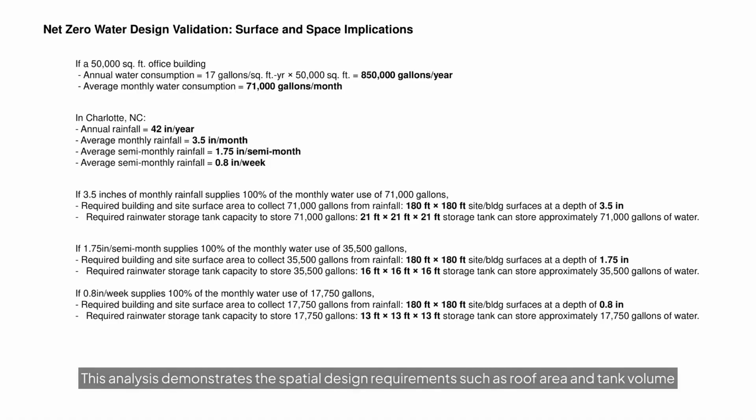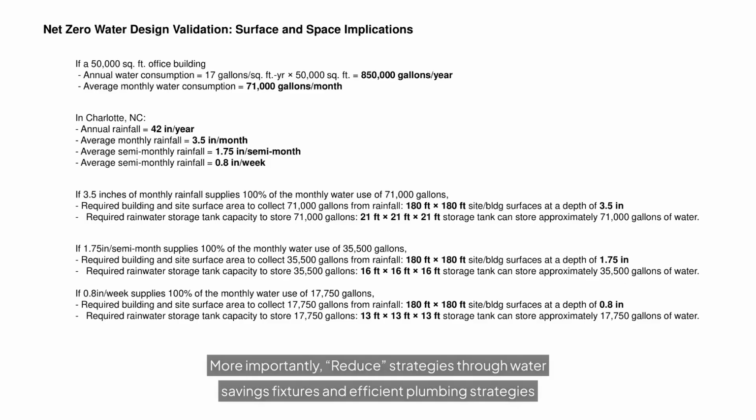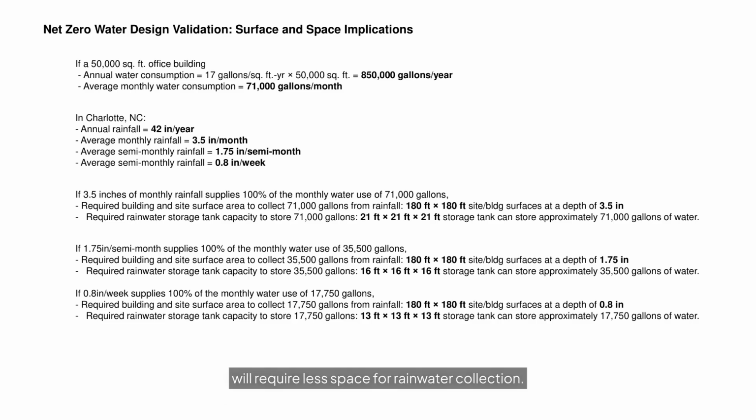This analysis demonstrates the spatial design requirements, roof area, and tank volume to achieve net zero water for the given building size and climate. More importantly, reduced strategies through water saving fixtures and efficient plumbing strategies will require less space for rainwater collection.